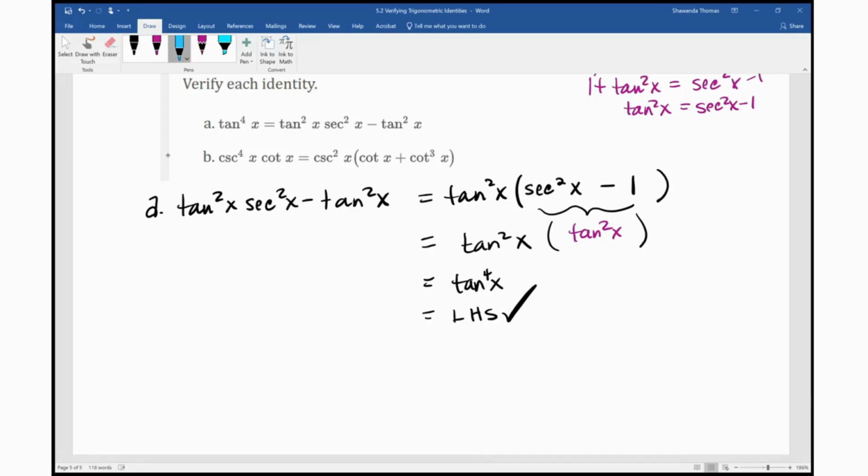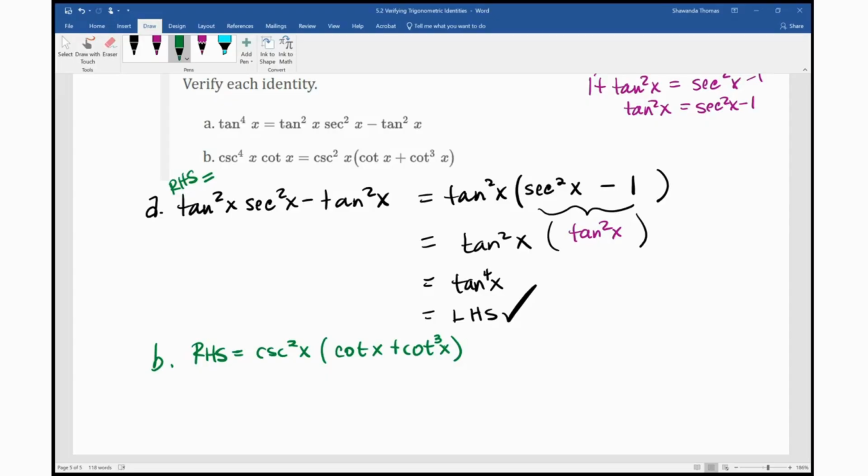All right. B, we have cosecant to the fourth of x times cotangent x equals cosecant squared x times cotangent x plus cotangent to the cube of x. Let me put right-hand side. The right-hand side looks a little bit more complicated to me. Right-hand side equals cosecant squared x times cotangent x plus cotangent cube of x, and we're trying to get to cosecant to the fourth and cotangent.